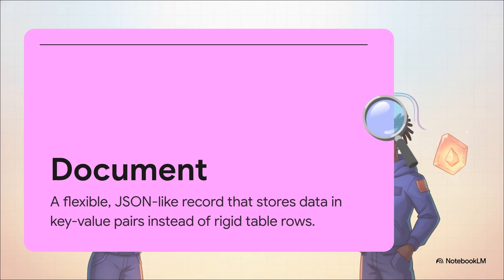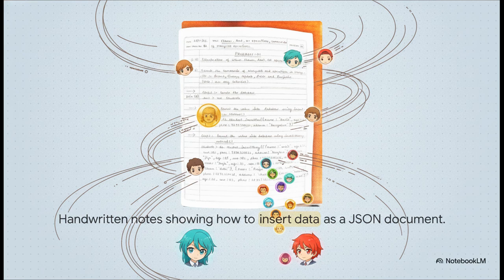The fundamental unit inside that filing cabinet is called a document. It's a flexible JSON-like record. Instead of forcing your data into rigid rows and columns, it uses what we call key-value pairs. Think of name mapped to Ankit or age mapped to 22. Because it's so flexible, one document in our filing cabinet might have a phone number while the next one doesn't. And the database doesn't crash. It just naturally adapts.